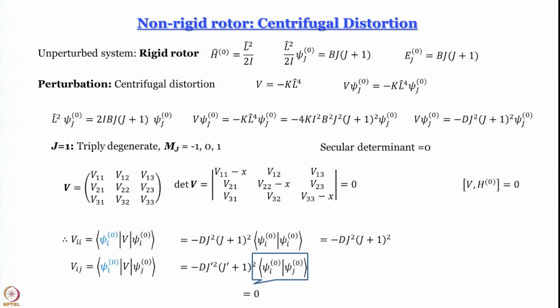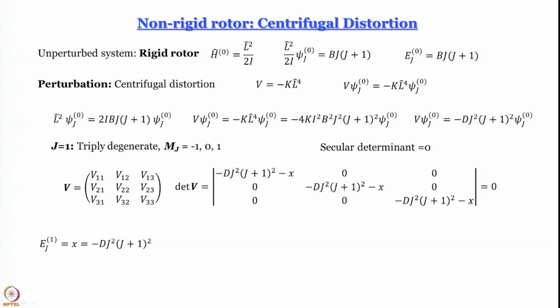Now, when I say I and j, what do I mean? It is very clear what I mean by VII. What do I mean when I say I and j? Well, not so difficult also. I mean that we are talking about two different degenerate wave functions. Okay. So, that is equal to 0.